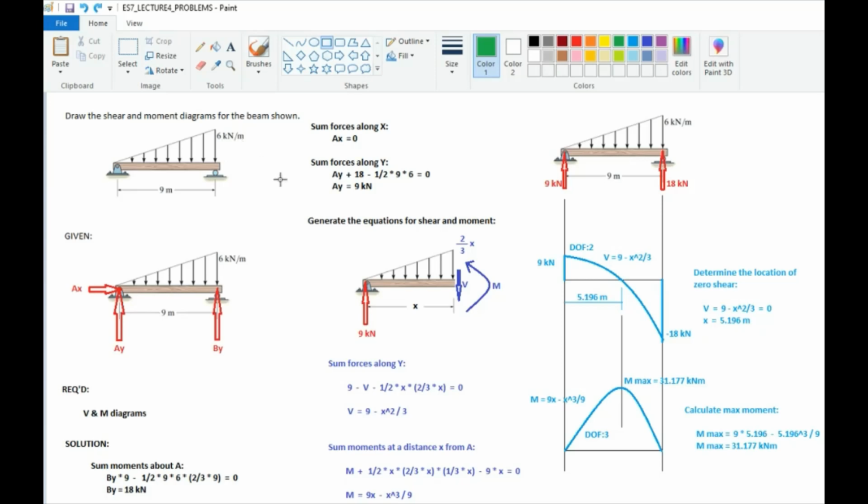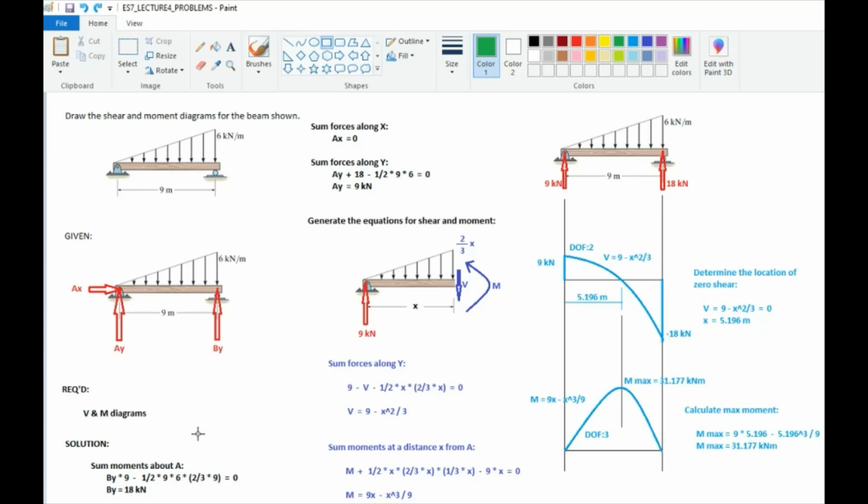Okay, so, to write the given, you just redraw the figure and then draw the corresponding reactions. What is required is to create the shear and moment diagrams.